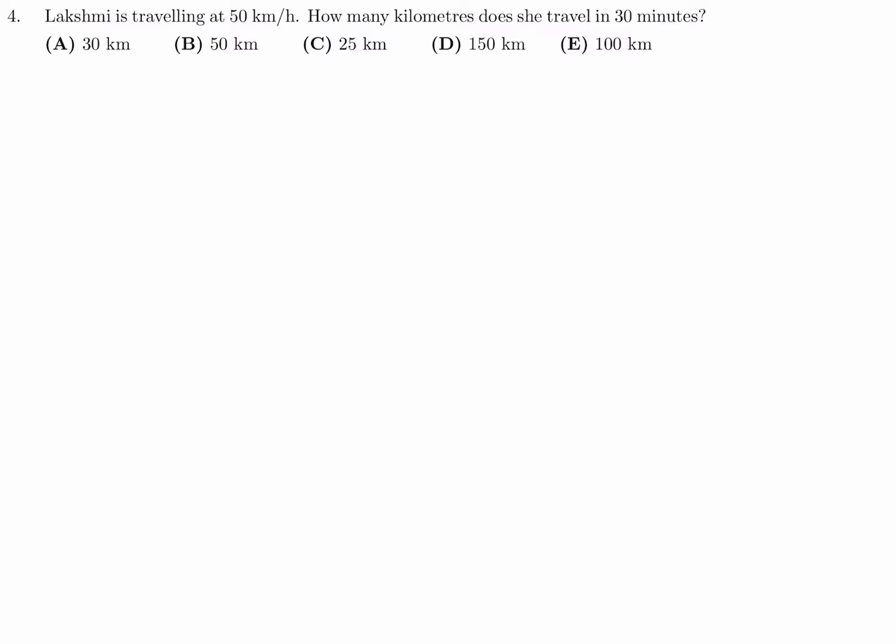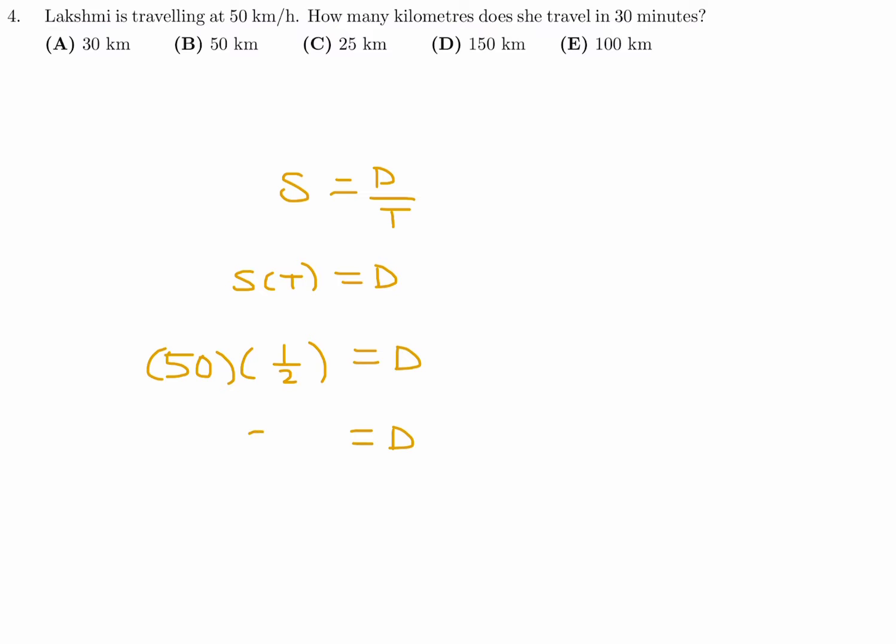Lakshmi is traveling 50 kilometers an hour. How many kilometers does she travel in 30 minutes? Speed is equal to distance over time, and therefore distance is equal to speed times time. So speed is 50 kilometers per hour. Time they've given us in 30 minutes, but I have to change that to hours. So that's half an hour. And therefore it's going to be 50 times a half, which is 25 kilometers. And therefore number 4, the answer is C.